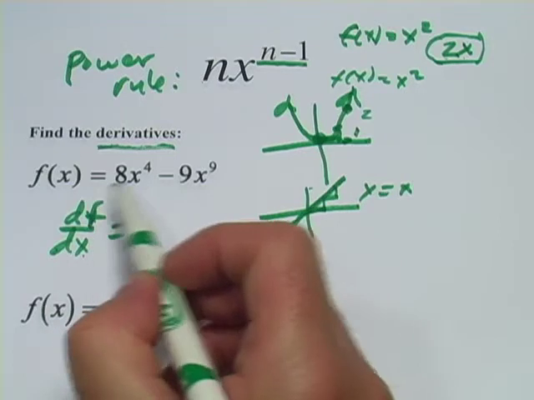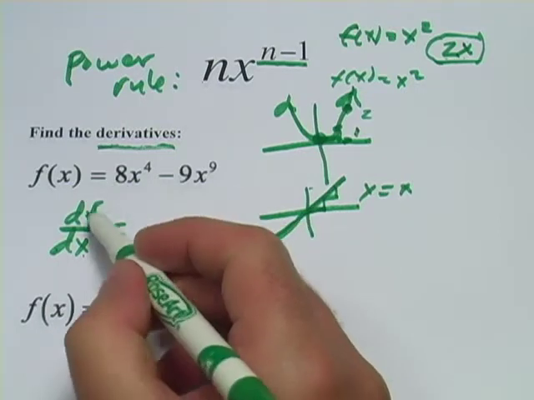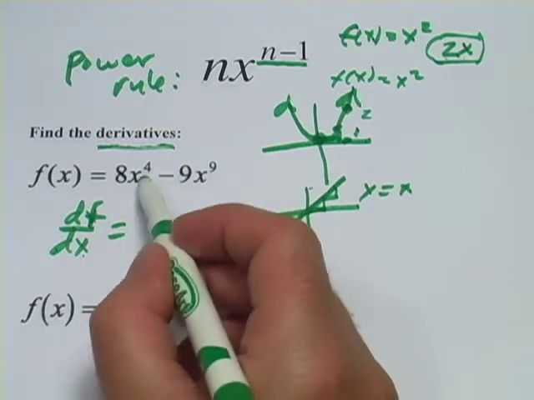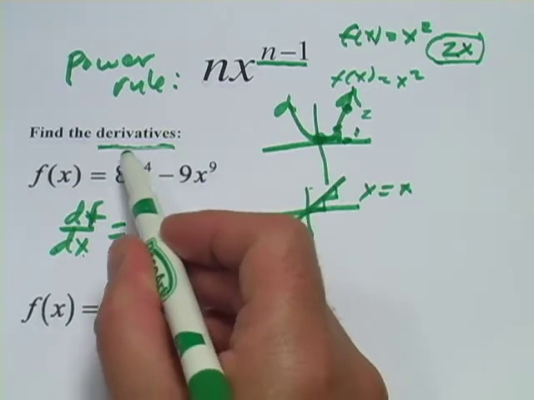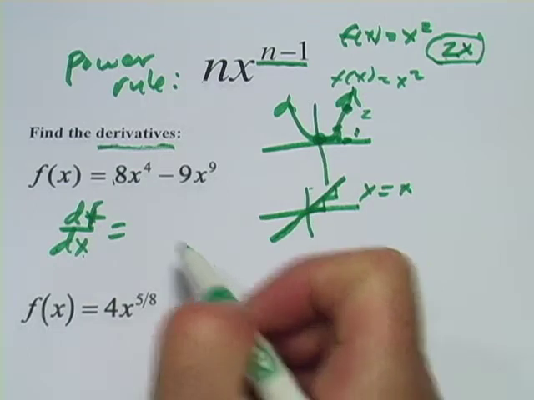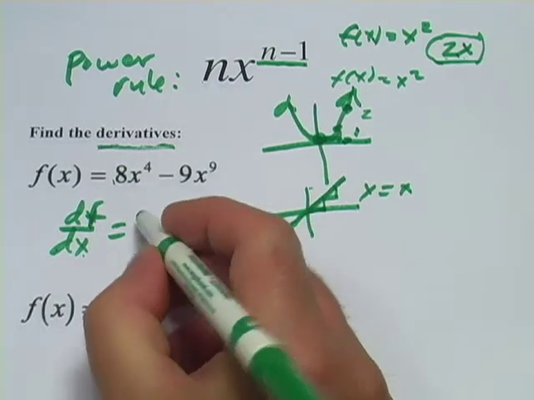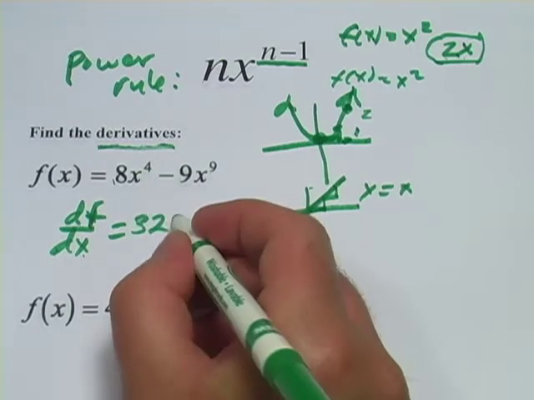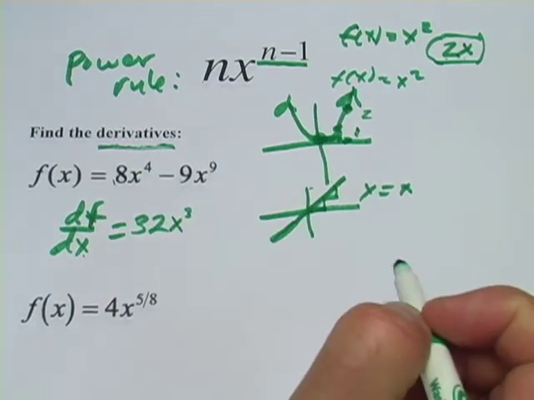So f of x is 8x to the 4th minus 9x to the 9th. df dx, or the derivative of f of x, is going to be, well, let's see, we take the power and bring it down as a constant. And I've got an 8 out there, so I'm going to have to multiply the 4 times the 8. So 4 times 8 is 32. And then I just subtract 1 from the power. So this is going to be x to the third.